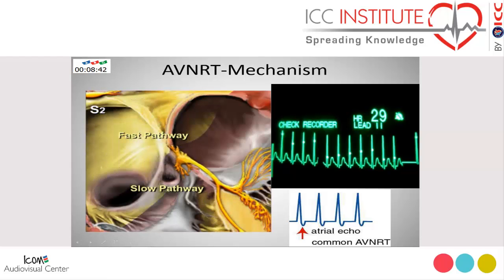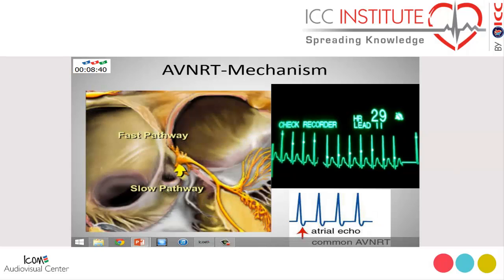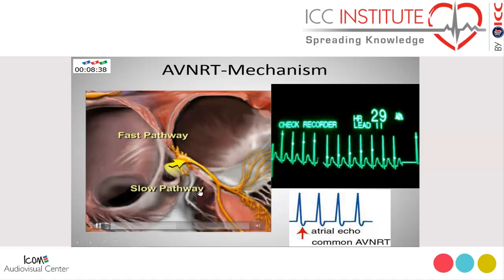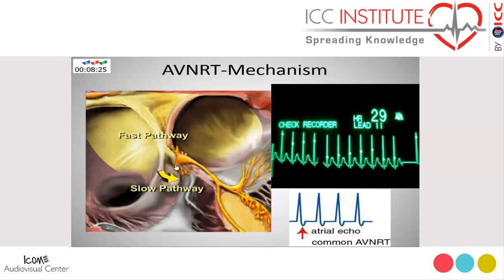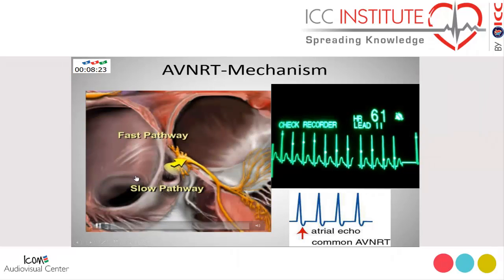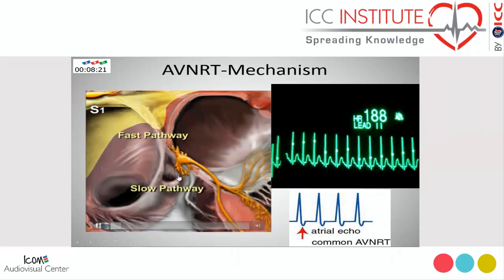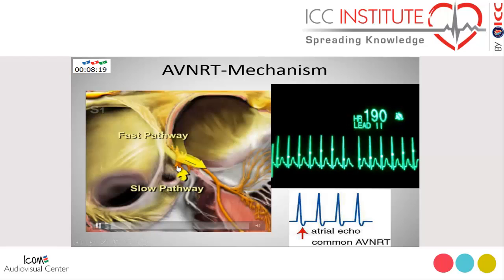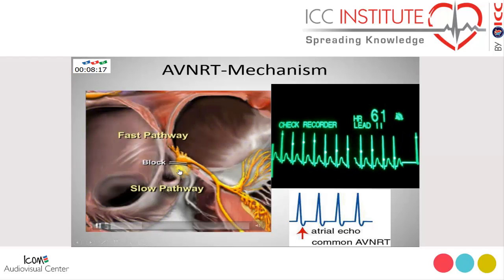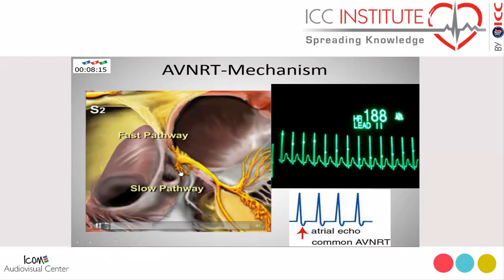This is the AV node here. Normally we have only one input for the AV node, which is this fast pathway here. However, in 20% of patients, as Professor Nawar has said, there is another input into the AV node. This is called the slow pathway, which is usually posterior, as we see here.